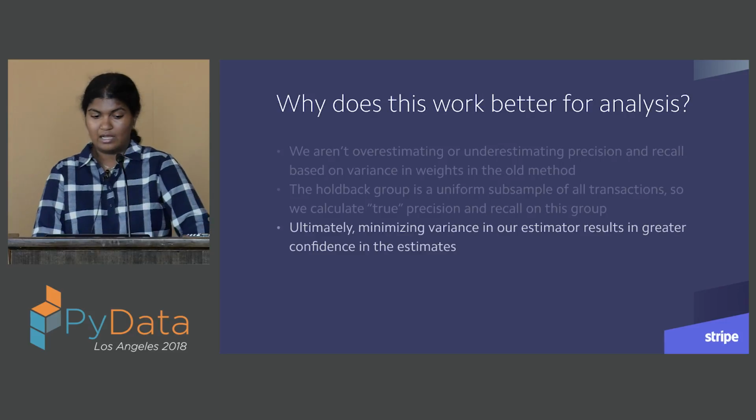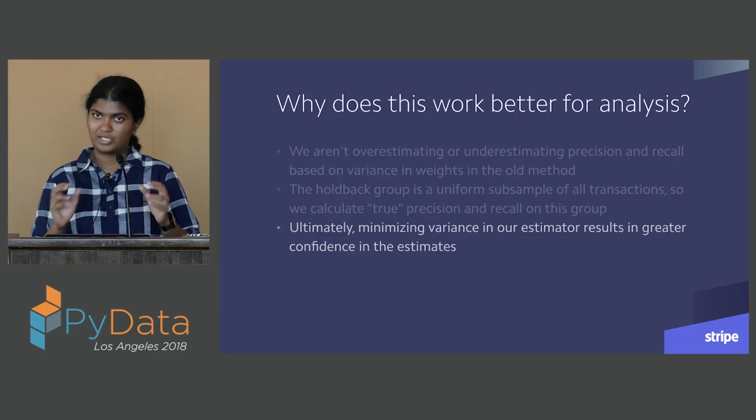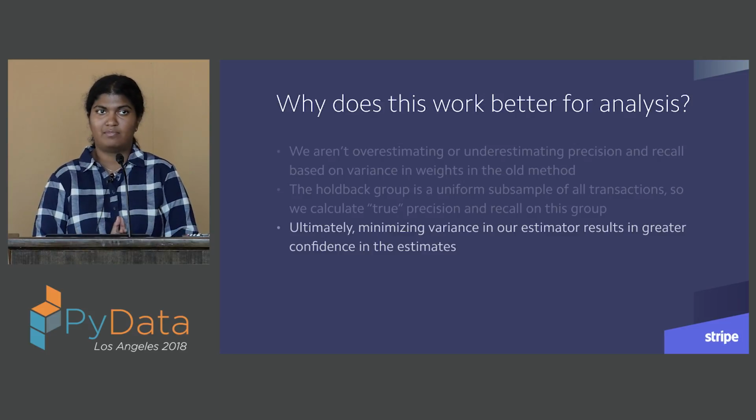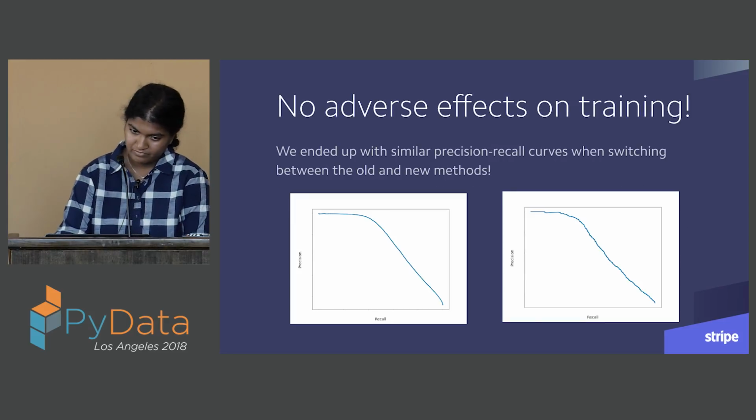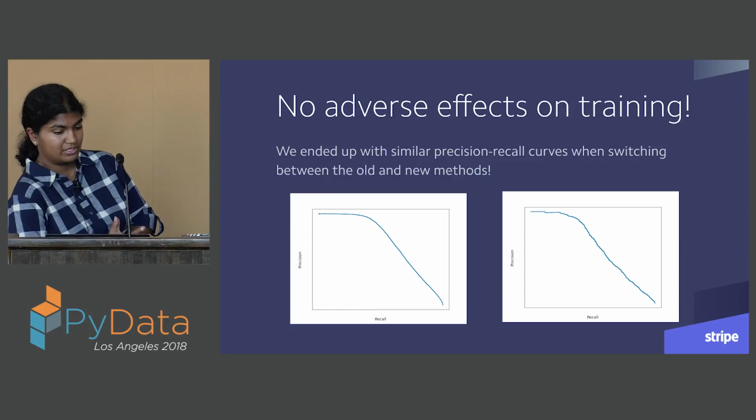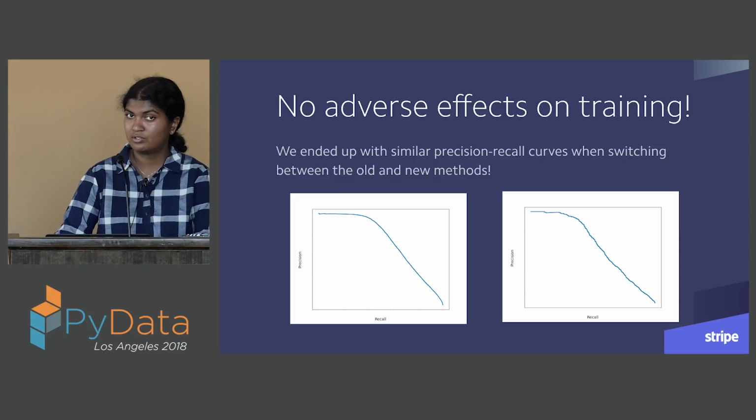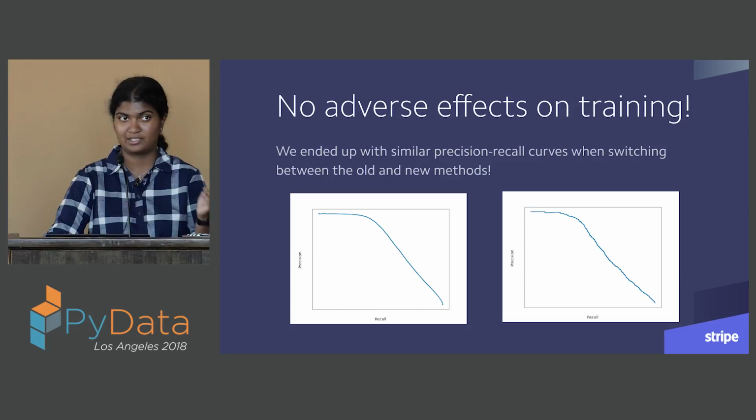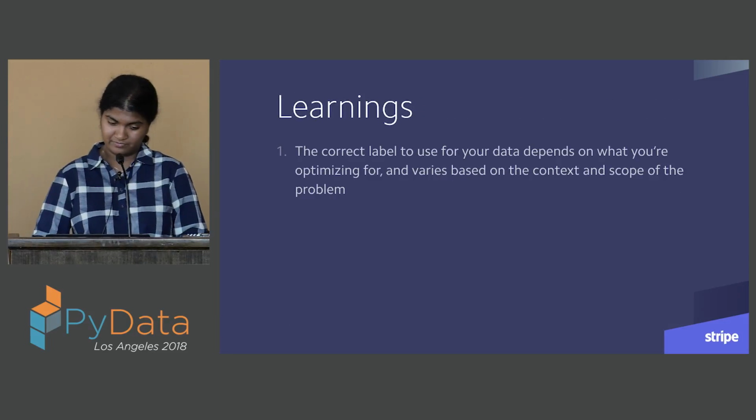Ultimately, the reason why we like this method a lot more is that we got rid of variance in our estimator function, and as a result of that, we have much more confidence in the actual estimates the function is producing. And since we also use these weights in training, the good news is that our precision recall curves ended up looking mostly the same. So switching to this method of uniform weights did not actually have a negative impact on training either. So what are our takeaways here?